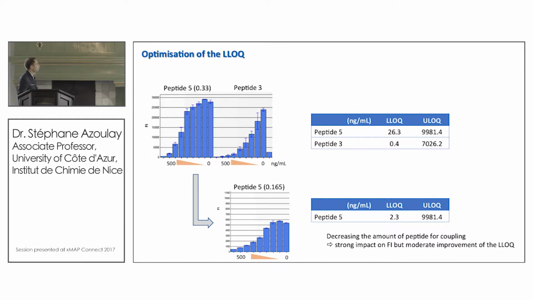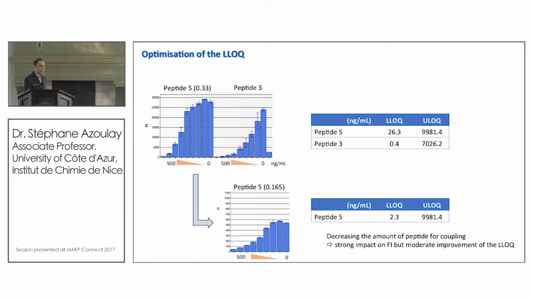Then we continued our assay development, and as it is a competitive assay, to improve the sensitivity we have to decrease the coupling ratio. However, when we decrease the coupling ratio, we first saw a diminution of the signal intensity, which is logical, but the impact on the sensitivity was not so good. So we could not really decrease the coupling ratio between peptide and beads a lot, because at one point we have no more signal and a not so good LLOQ.